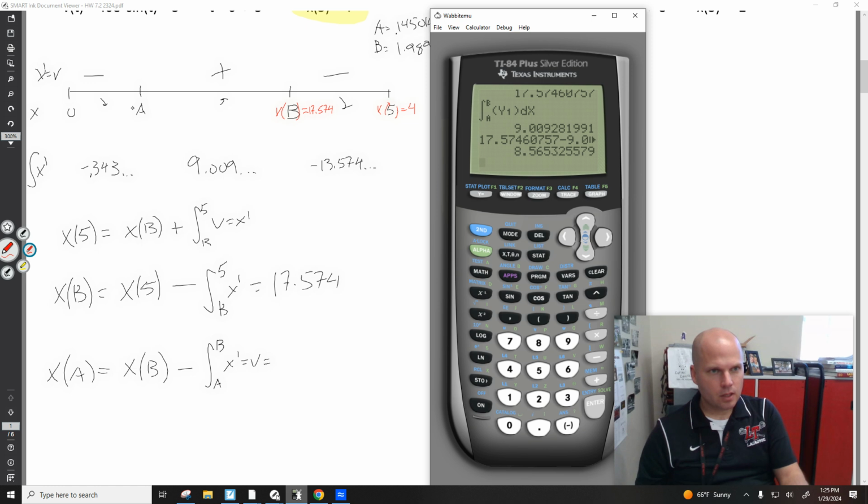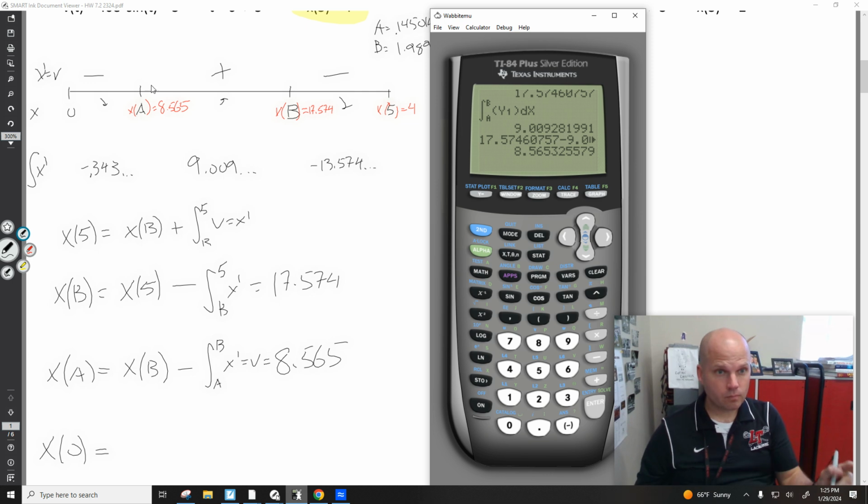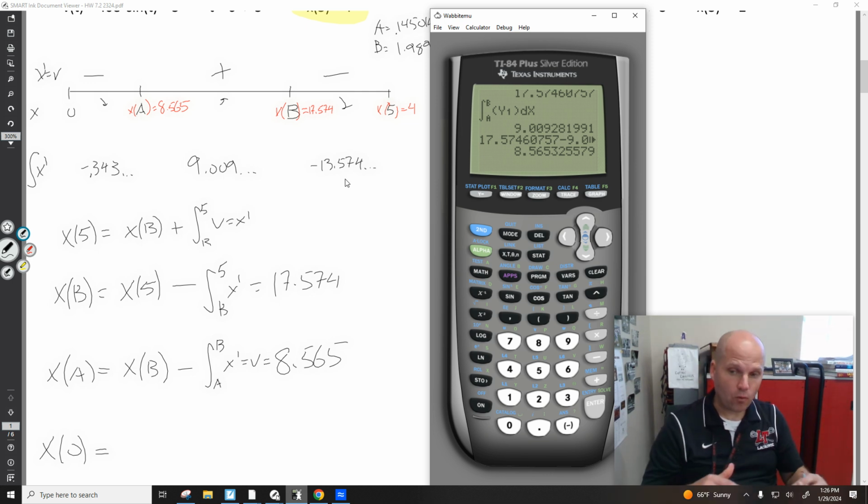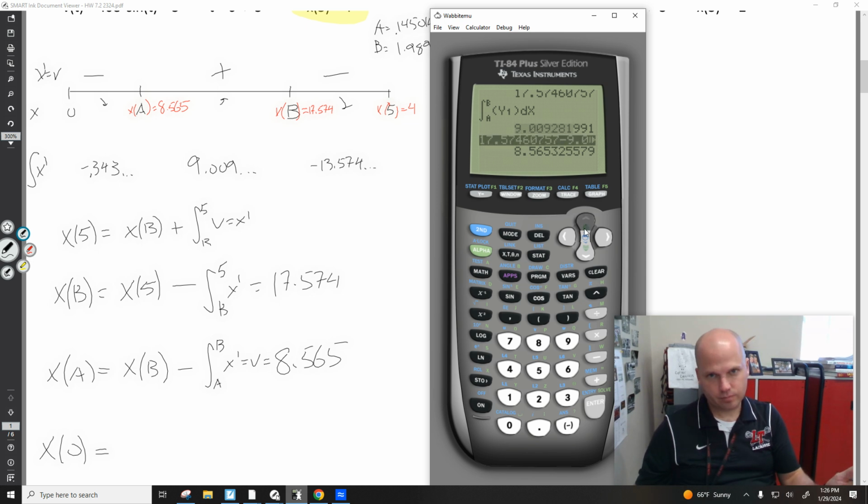I am close to 8.565, so that I add 9 and I get to there. And then where do I come from? Well, I'm going to come from somewhere to the left of 4. I know that. My overall displacement, which could be used if I wanted to.